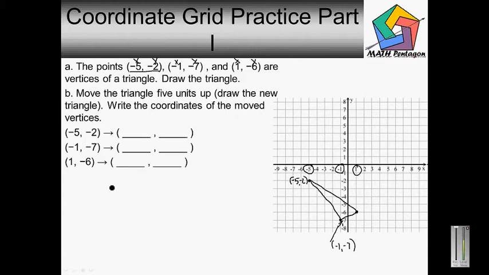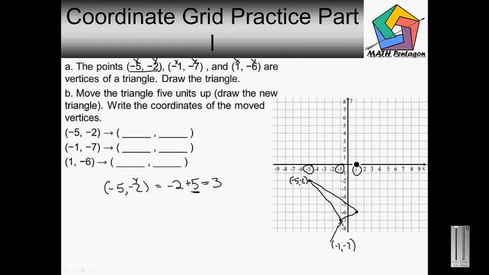So we have (-5, -2) as our first coordinate, and we want to move 5 units up. So we're going to be focusing on the y coordinate, which is -2 here. So -2, and we're moving up 5, so that's +5. And this is the larger number, 5, so we'll find the difference of 5 and 2, which is 3. So we should end up at 3.